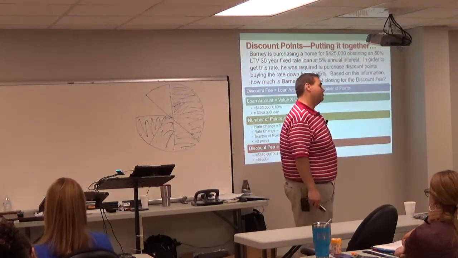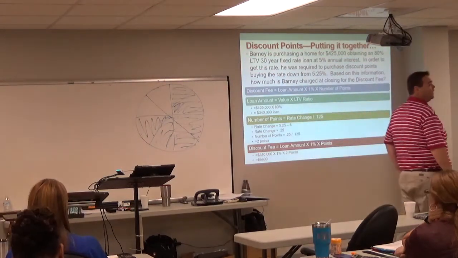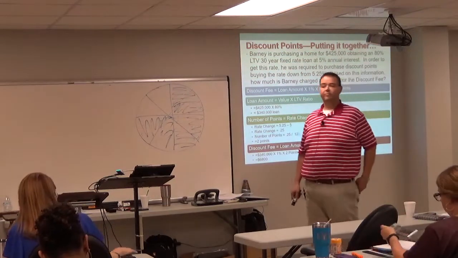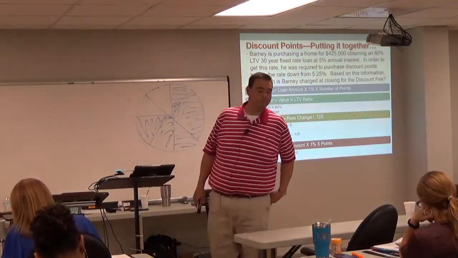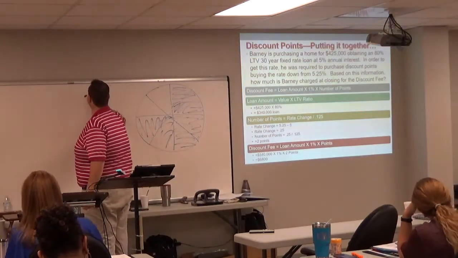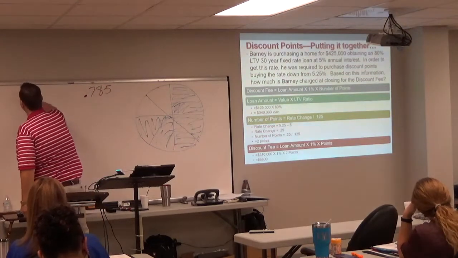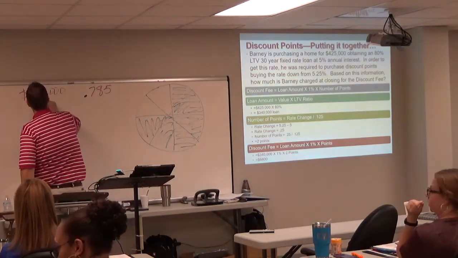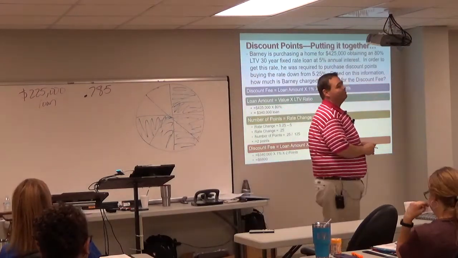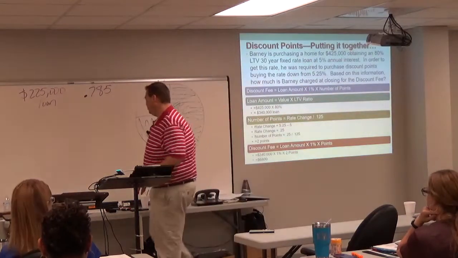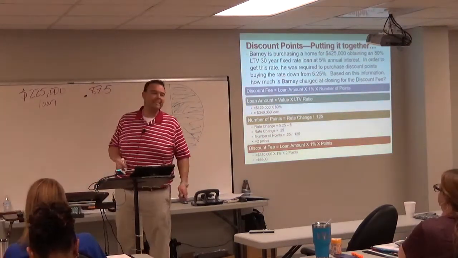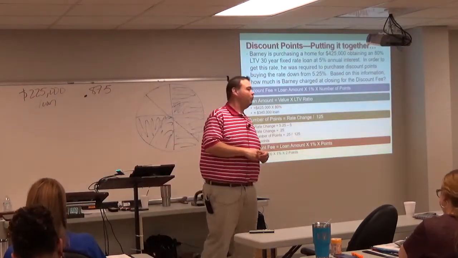All right, how about 0.785? Write down how many points that would be. I want to change the rate by 0.785. How many points is it? 6 points. I mean 0.875, sorry, not 785. My brain's not working. 0.875. How many points is that? That's 7 points. Does that make sense to everybody?